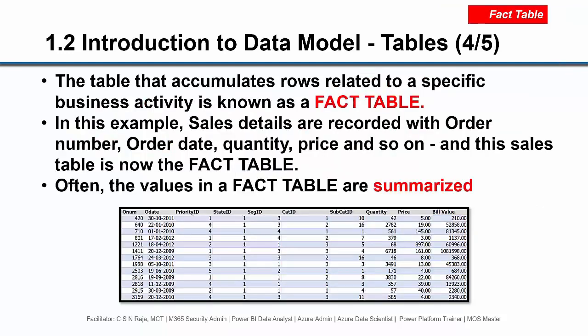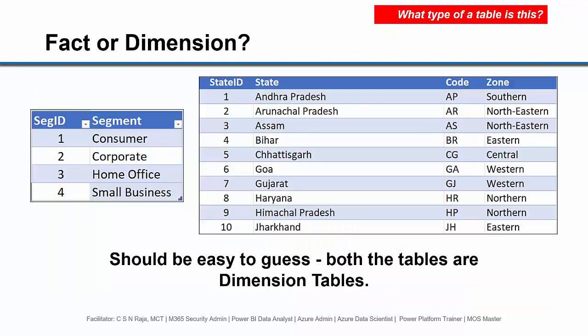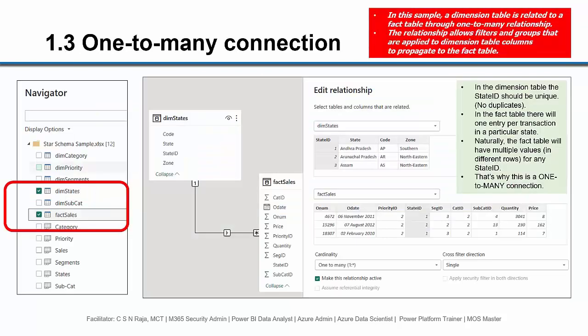The table that accumulates rows related to a specific business activity is known as a fact table. Often, the values in a fact table are summarized. The difference between a fact table and dimension table, you must be clear by now, and you will be able to quickly find out what kind of a table these two tables are. We have also identified the one-to-many connection, and the most important thing about the relationship is it allows filters and groups that are applied to dimension table columns to propagate to the fact table.